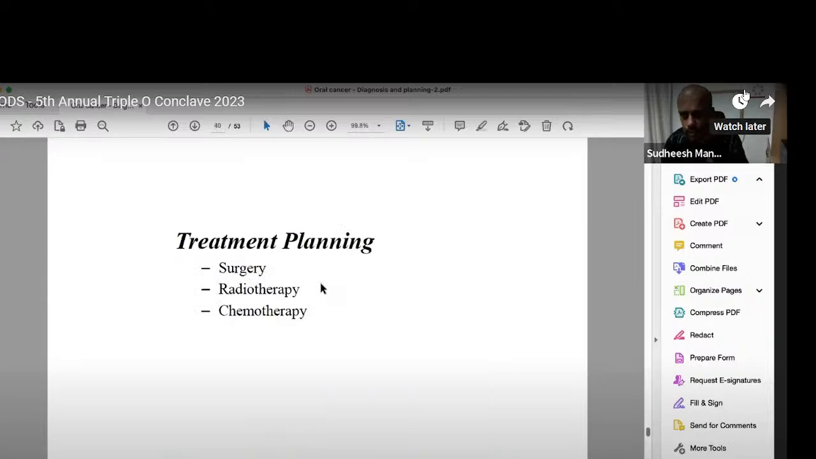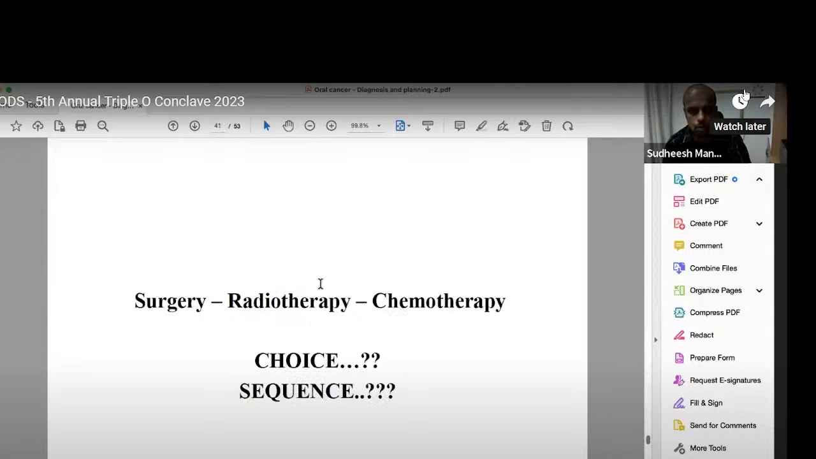So coming to the last part of our discussion, that is treatment planning. There are 3 different treatment modalities, that is surgery, radiotherapy, chemotherapy. So how to treat? Whether you do surgery, when to give a radiotherapy, when to give a chemotherapy, what is the choice of treatment, what is the sequence of whether to do surgery first or radiotherapy first. So these things matter.